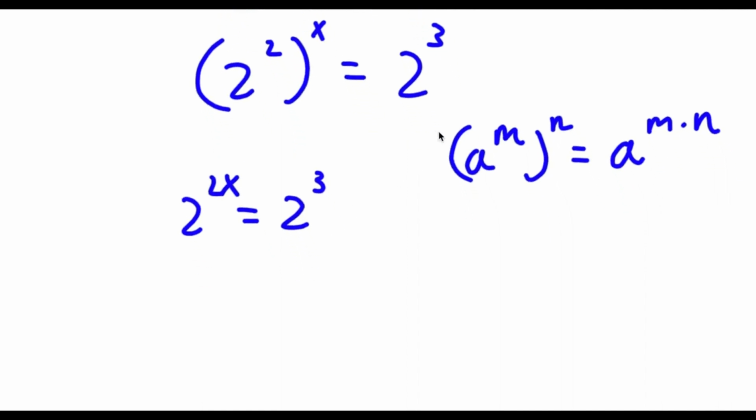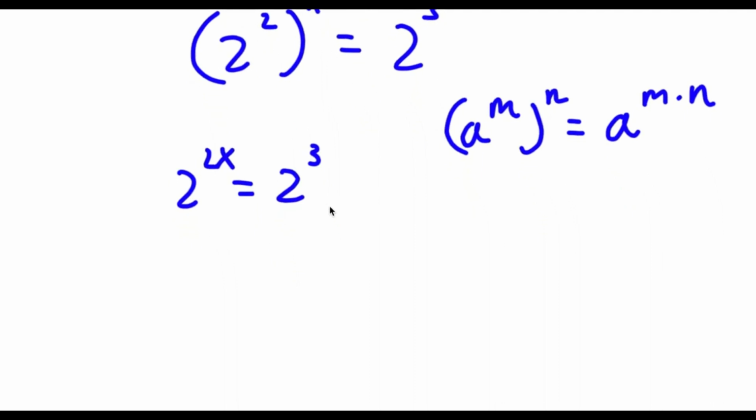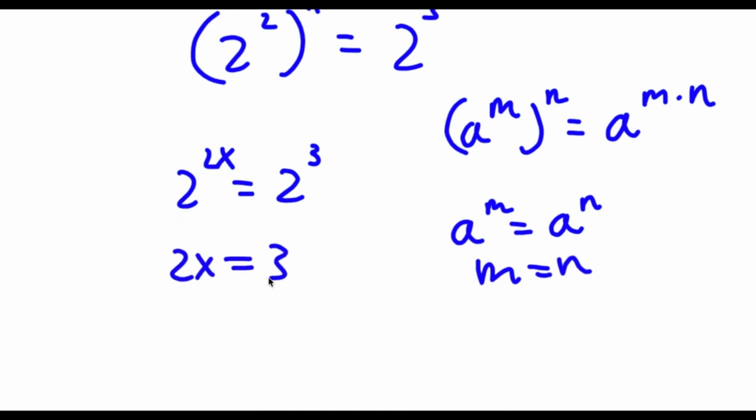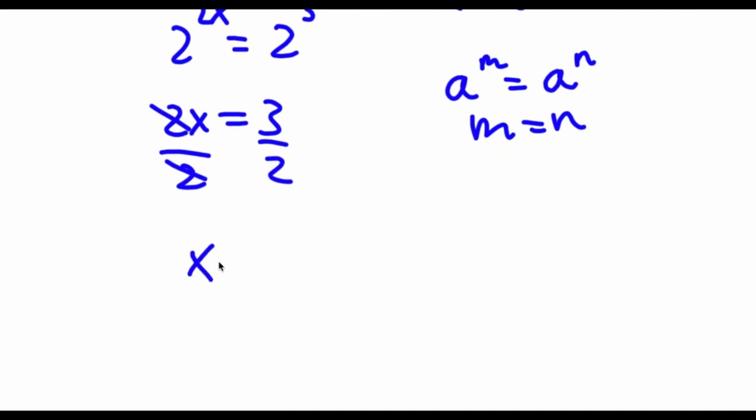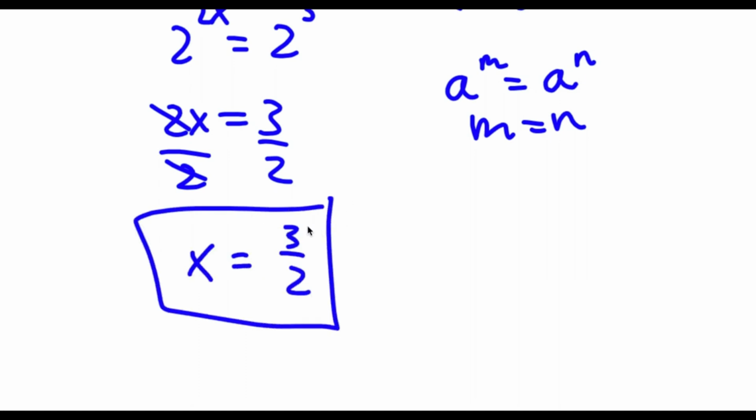Now, if I have something in the form a to the power of m is equal to a to the power of n, then this means that m is equal to n. So in this case, 2x is equal to 3. So now to solve this, I'm going to simply divide both sides by 2. These two cancel out, and I am left with x is equal to 3 over 2. So this is my answer.